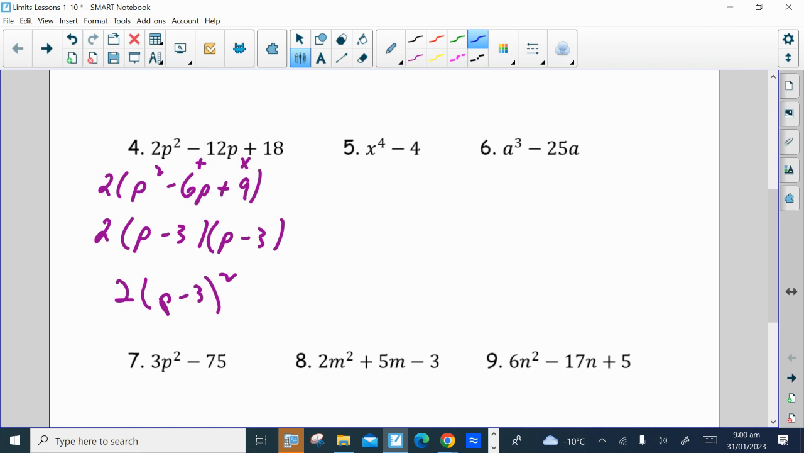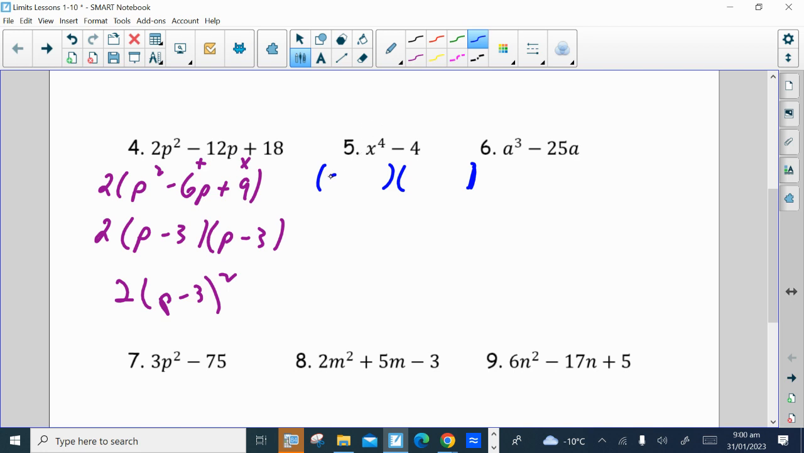Number 5 is another type of factoring, that's difference of squares. Whenever you have a binomial, both terms are perfect squares and a minus sign in between, that's difference of two perfect squares, or difference of squares. Whenever you multiply difference of squares, you get conjugates. Conjugates are binomials that have the same terms but the opposite sign in between.